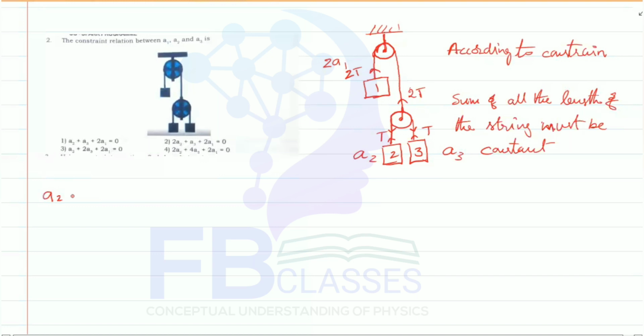So now we can write 2 here, A2 plus A3 plus 2A1 is equal to 0. So this is the constraint equation. Okay, this is the answer. So our correct option is the first option. Hope you understand.